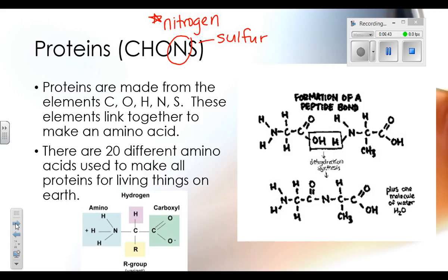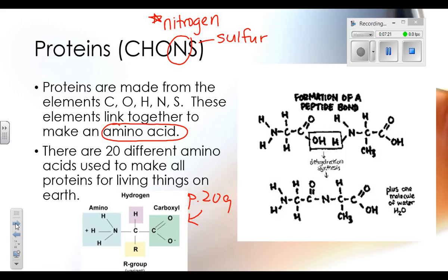So proteins are made from those elements. Those elements link together to form what we call an amino acid. So we have these little building blocks. For carbohydrates, it was monosaccharides. For lipids, it's fatty acids and glycerol. For proteins, it's amino acids. In your textbook on page 209, there is a picture much like the one at the bottom that shows you what your basic amino acid looks like.